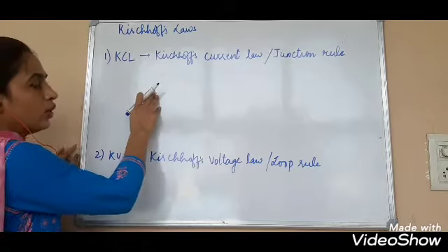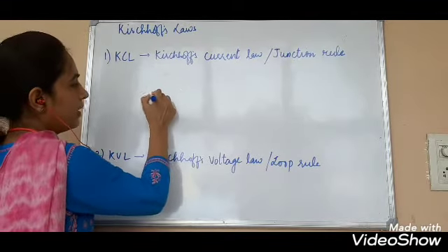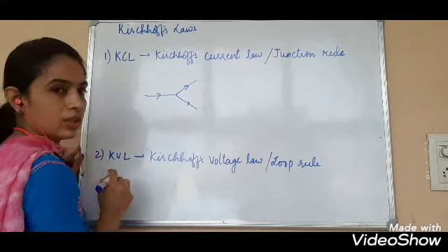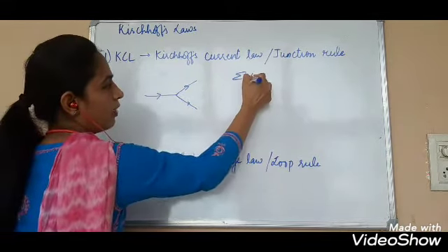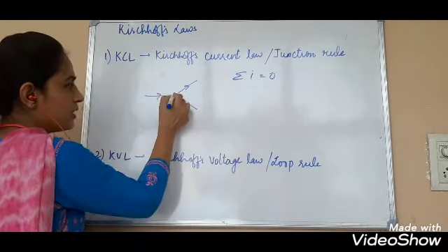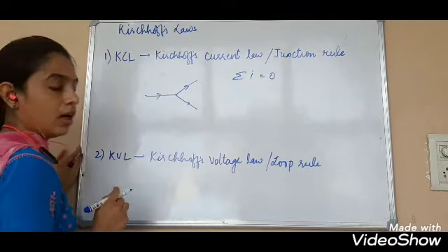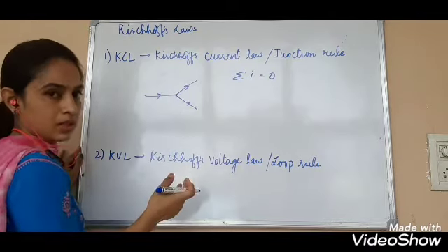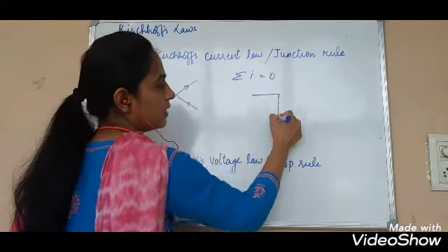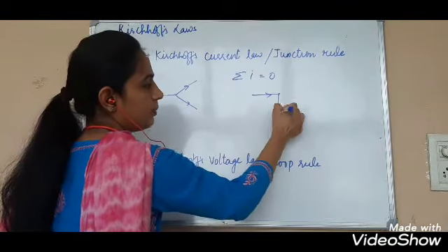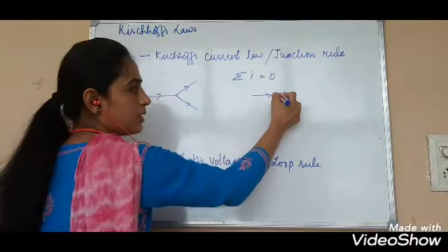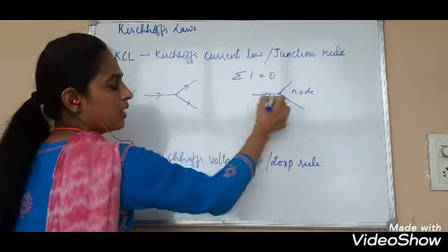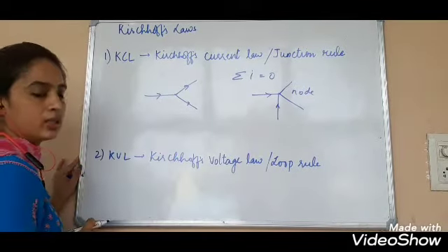Kirchhoff's current law, or junction rule, says that the total summation of current in a junction is 0. Summation of I is 0. So this is a junction. What is a junction? A point where three or more branches meet. A point where two branches meet, like this, with one branch here and the other branch here, is called a node. A point where three or more branches meet is called a junction.